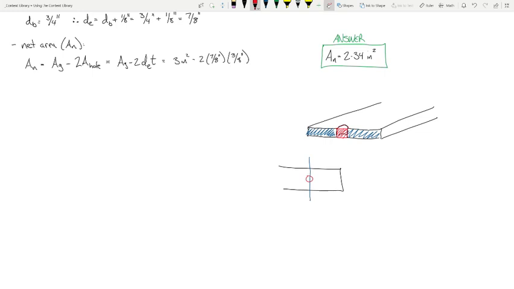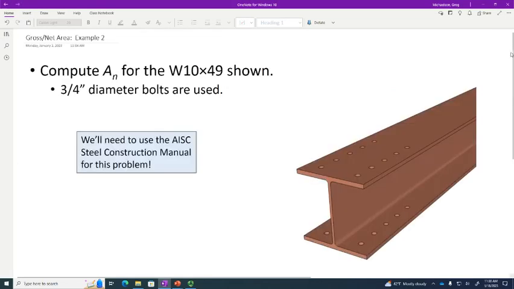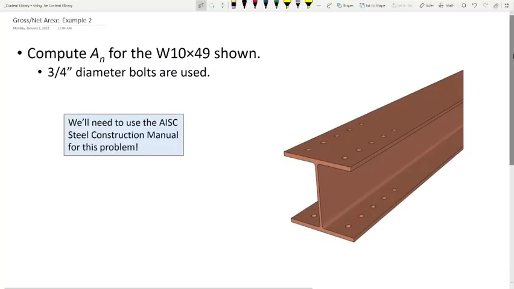Sound good? Okay. Now I'm going to ramp it up a little bit. Now I want to compute the area of this. I want to compute the area of a W10 by 49. So we have a W10 by 49.